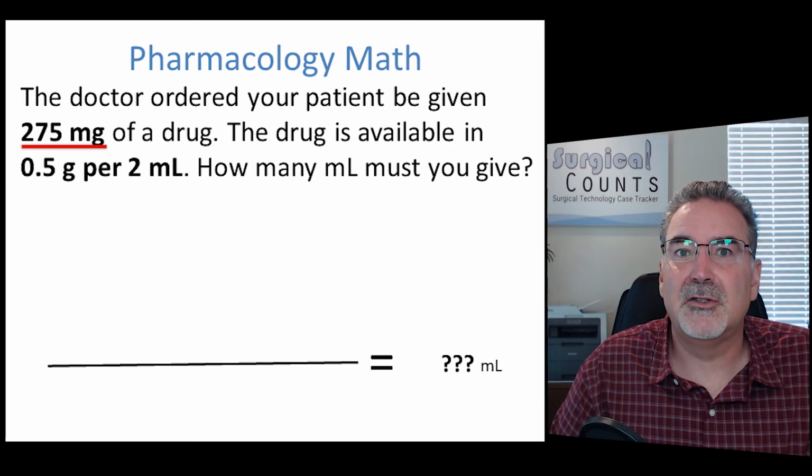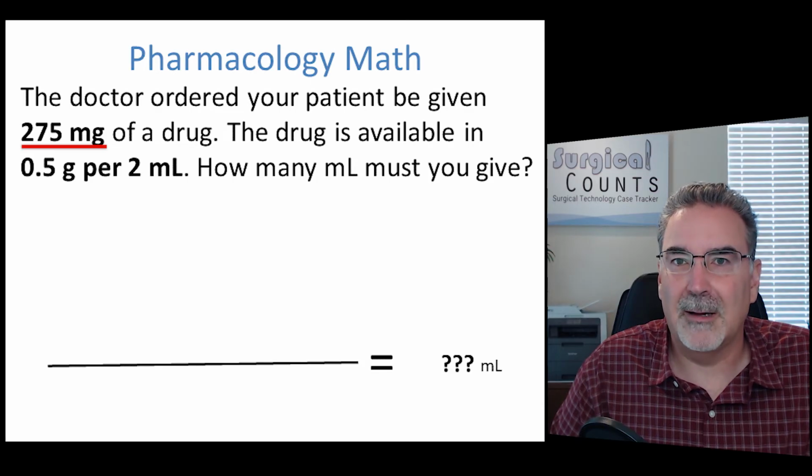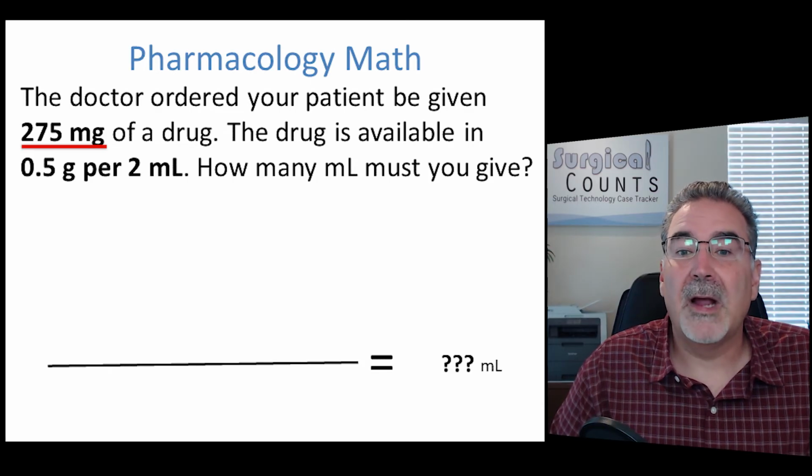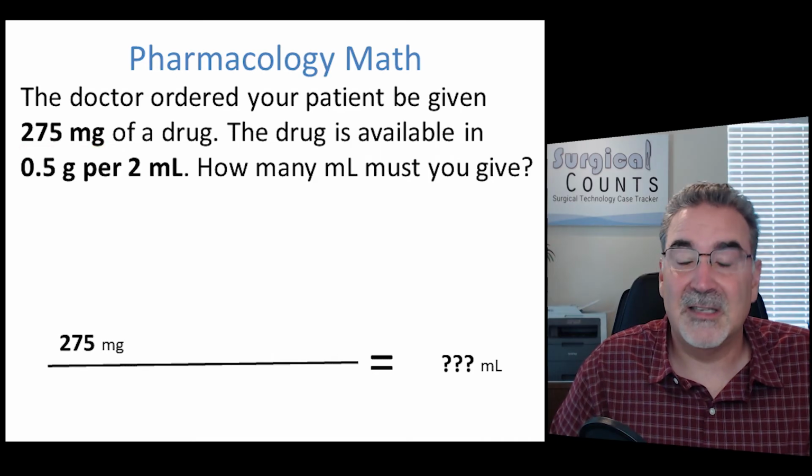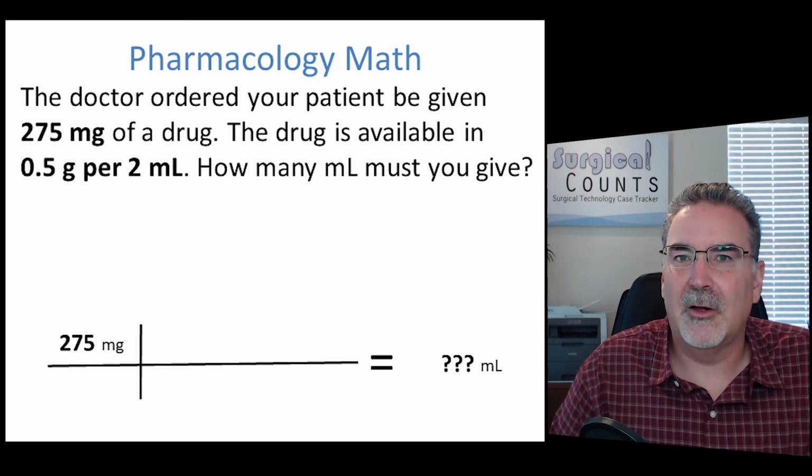Well, the patient needs 275 milligrams of a drug. So we're going to write 275 milligrams on the left. Now to keep things neat, we're going to draw a vertical line. Now we need a relationship. Are there any relationships that are given in the question? Well, yeah, here's one, 0.5 grams per 2 milliliters.